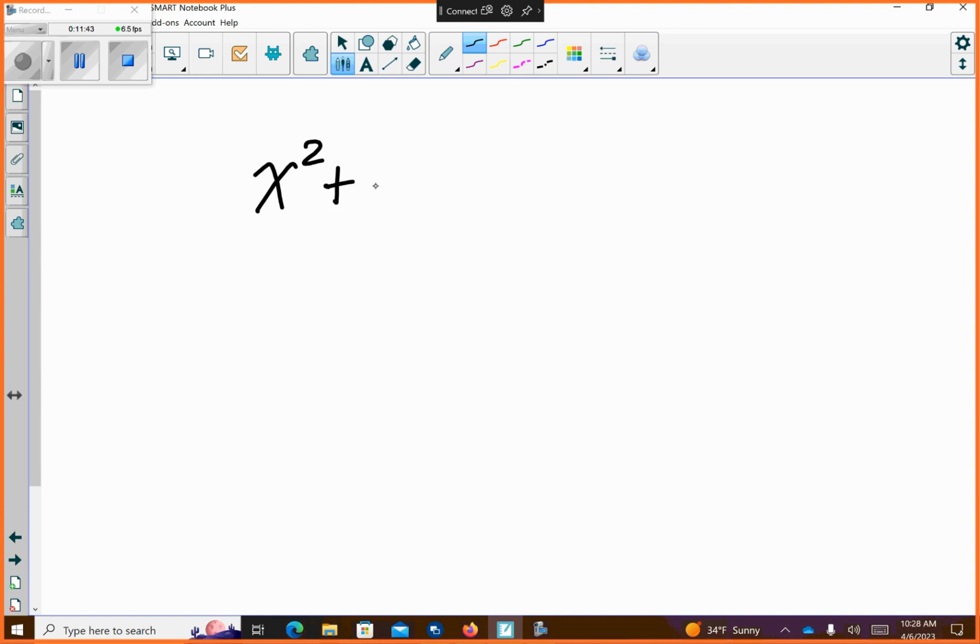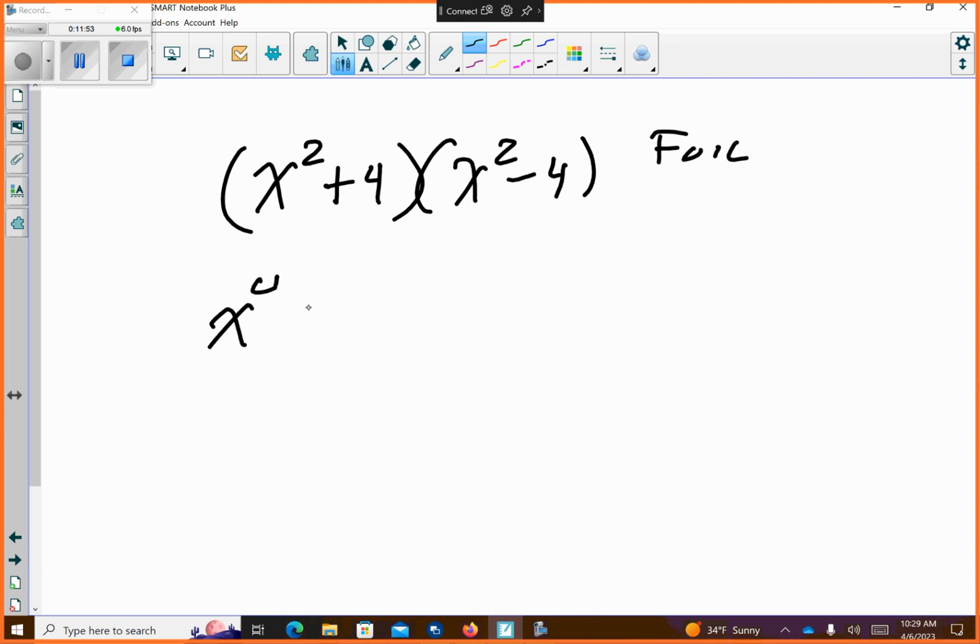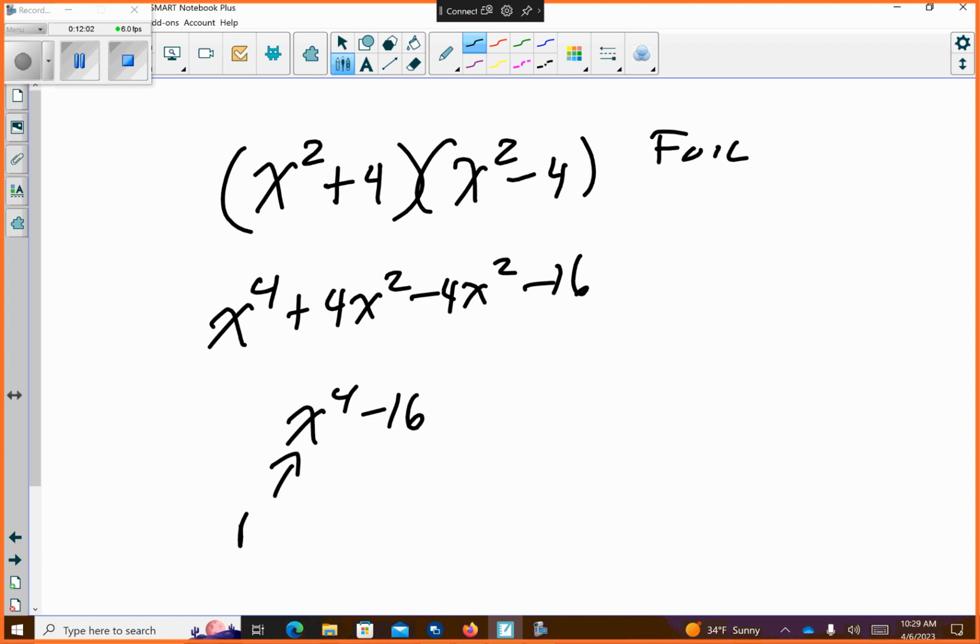So let's say I had x squared plus 4 and x squared minus 4. So if I FOIL this together, I get x to the 4th plus 4x squared minus 4x squared minus 16, which gives me x to the 4th minus 16. So this is a perfect square. This is a perfect square. This is a subtraction sign. So that's the difference of two squares. So basically, I was showing how this factors. Okay? You're looking for perfect squares.